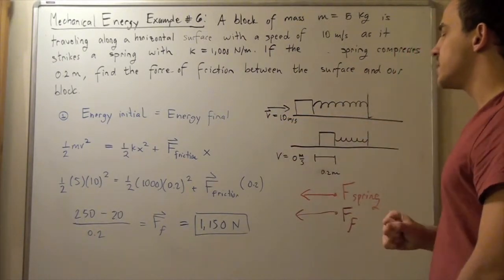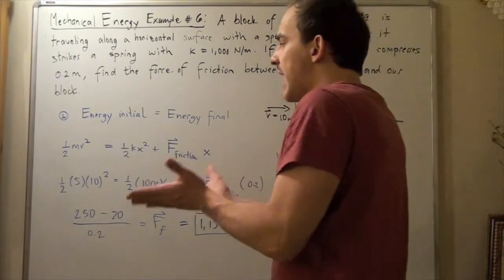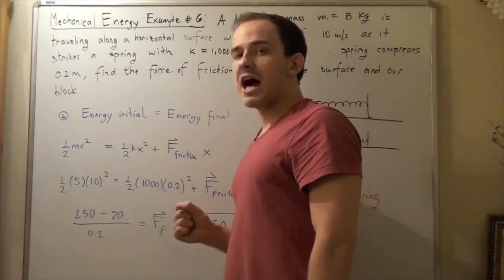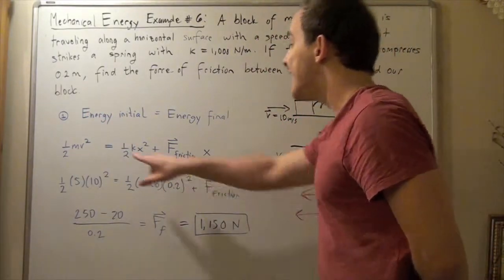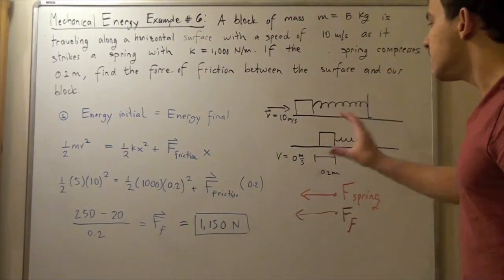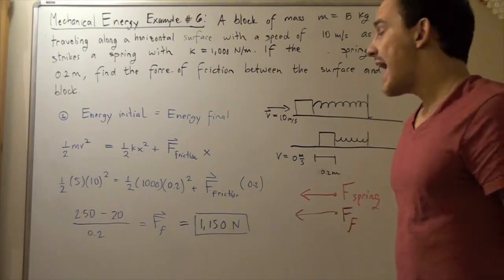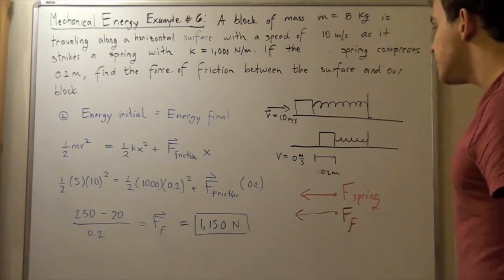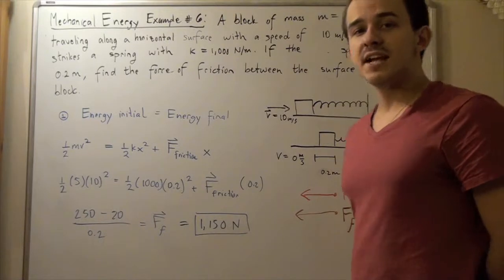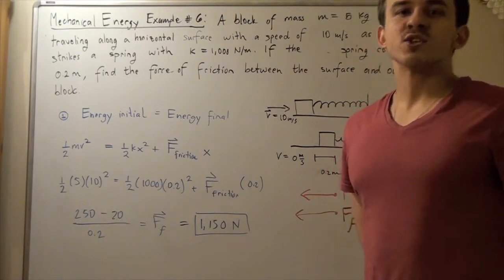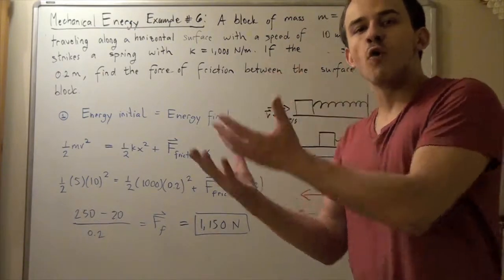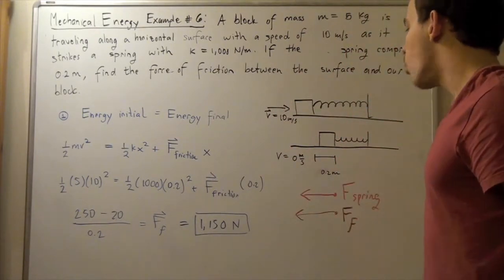Velocity is 10 meters per second. So initially, we only have energy due to our velocity. So that's 1/2 mv squared, kinetic energy, equals. Now, let's look at our final position. In our final system, our velocity is 0 meters per second. So that means there's no kinetic energy. So kinetic energy was transformed into some other form of energy.